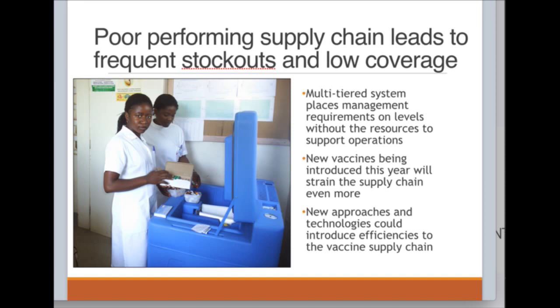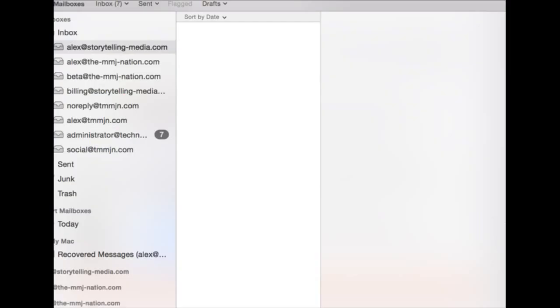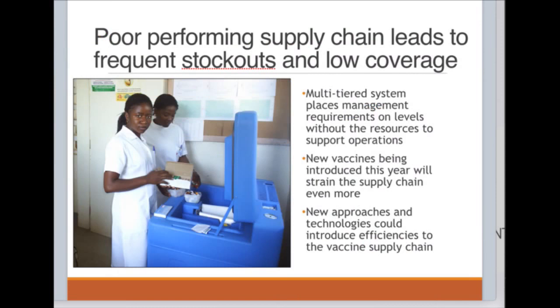On the other hand, there are new approaches and technologies showing up that could introduce efficiencies to this system. And so Mozambique is also hearing and being exposed, through partnerships with the main partners and NGOs that are in the country, and the Ministry of Health is being exposed to these systems and approaches that can help improve the system.